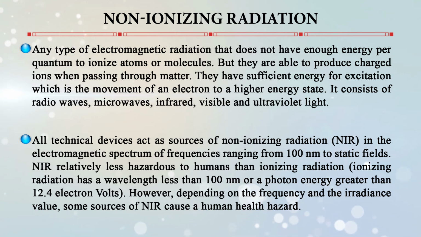So, non-ionizing radiation is relatively less hazardous to humans than ionizing radiation, because ionizing radiation has a wavelength less than 100 nanometers, or we can consider it as a photon energy greater than 12.4 electron volts. However, depending on the frequency and the irradiance value, some sources of non-ionizing radiation can cause human health hazards. So, now we will consider the health hazards of ultraviolet radiation.